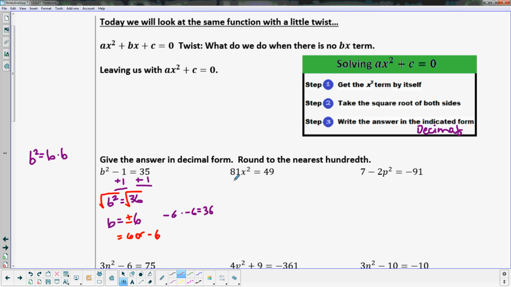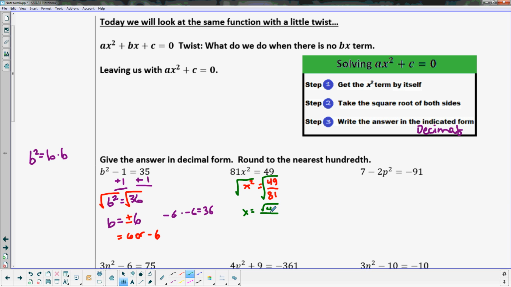The next problem, in order to get x squared by itself, I would divide by 81 on both sides. And this is a trick in square rooting. But I would have 49 over 81, and that doesn't simplify to give me anything nice. It's a pretty ugly decimal. But when I take the square root of a fraction, that's actually equal to, so this side's going to be x, but it's actually equal to a fraction of square roots.